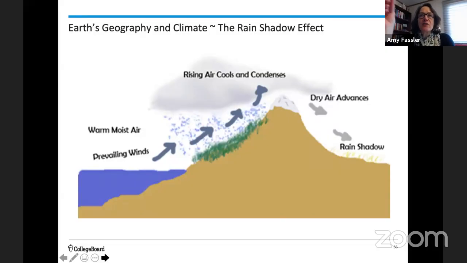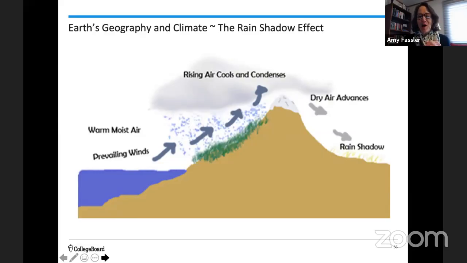So I'm going to just ask you to quickly recall what we went over about how when an air mass rises and it gets cooler, it loses its water vapor capacity, condensation occurs, and that falls as precipitation. That description of that process helps me explain the rain shadow effect. And it helps me really understand another aspect of how different climate patterns are distributed around our planet.